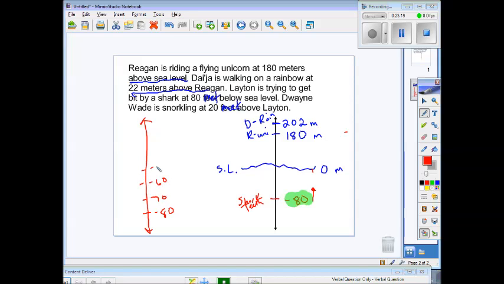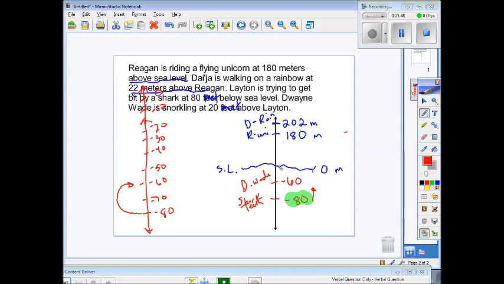Do you guys agree? But we're talking negative 80, negative 70, negative 60, and then if I extend it, it would be negative 20, negative 10, then 0. Now my intervals there are 10, right? Okay, so think about it. If he's 20 feet above Leighton, what would 20 feet above be? He'd be at negative 60, so now we know he would be right there, and that's where we'd put D Wade.